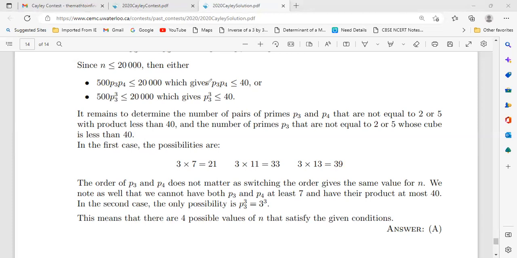We cannot have both P3 and P4 at least 7 and have their product at most 40. What are they trying to say? At least 7. I mean, both at least 7 means 7 into 7 will give you 49. So the most is 40. So you do have 3 possibilities.